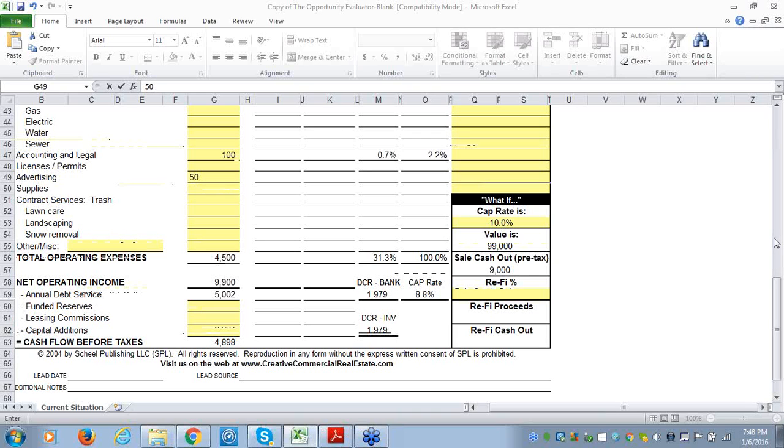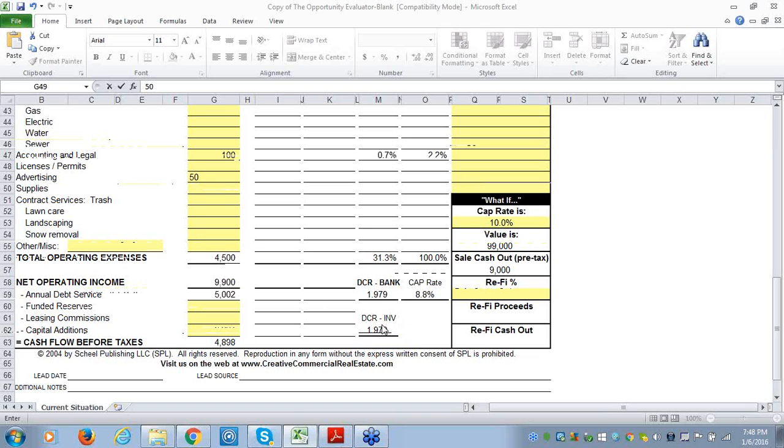Peter says, what does DCR mean? Hi, Peter. Speaking of the Boston, Massachusetts area, Peter's from up there. DCR is debt coverage ratio. What that means, Peter, is how much of your net operating income, in this case $9,900, is available for covering debt service. And in this case, the ratio is 1.979. That's really, really good.